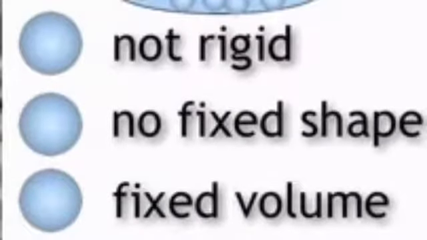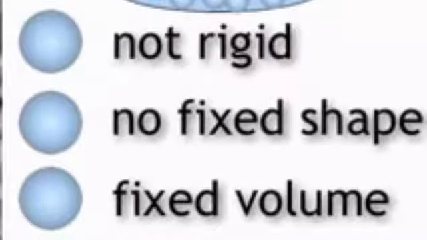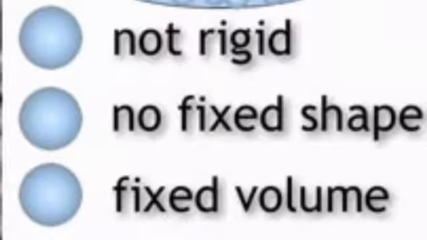Now let's take a look at the first of the three states of matter that we will be looking at in depth today: liquid. As a result of the special spacing of the particles inside of a liquid, it has the qualities of not being rigid, not having a fixed shape, yet still retaining a fixed volume.